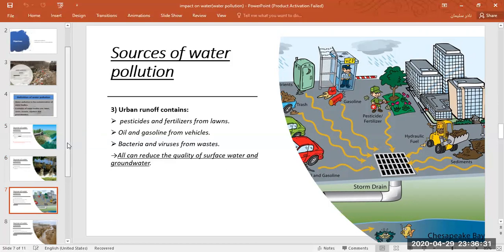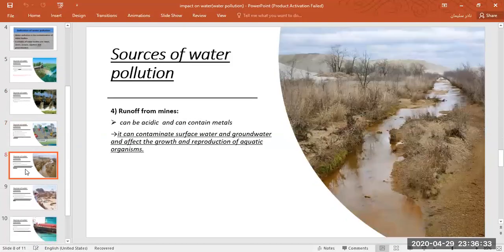The fourth source of pollution is runoff from mines or from mined lands. As we talked before, mining activities have many negative impacts on the environment. One of these negative impacts is the pollution of the surface water or the groundwater also.